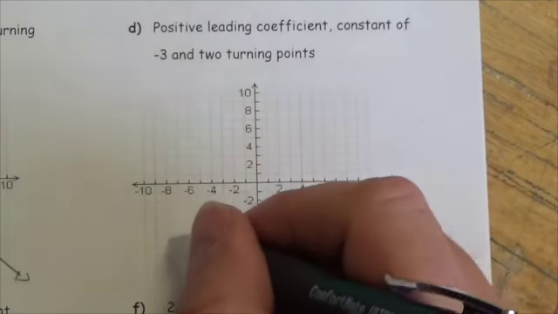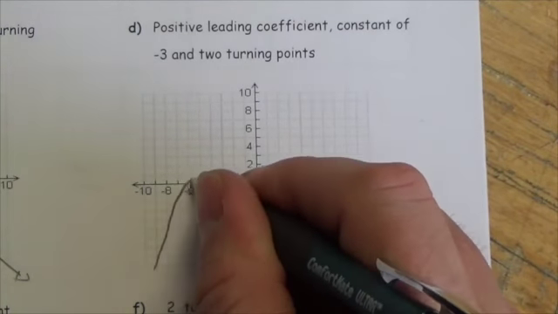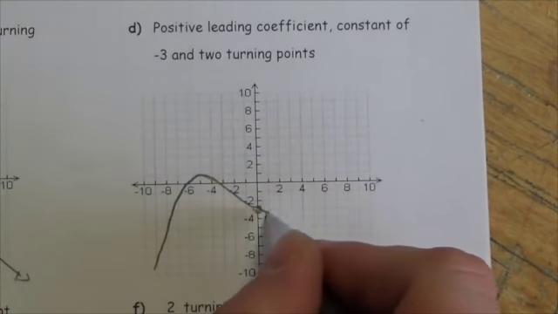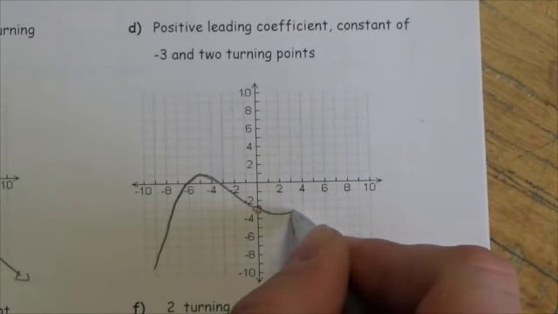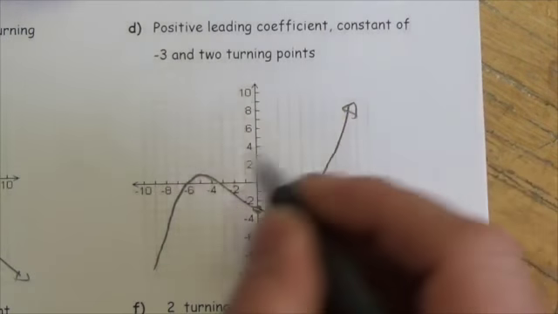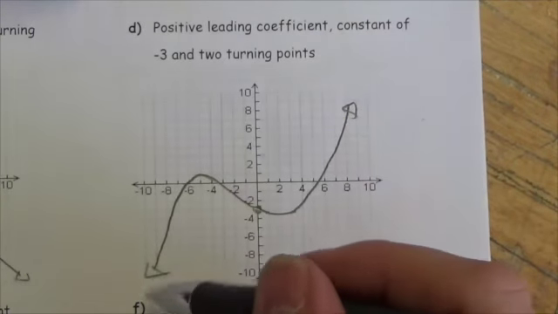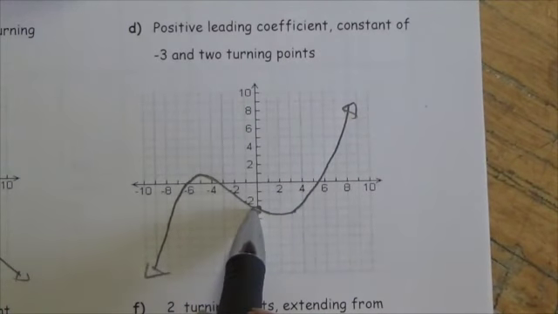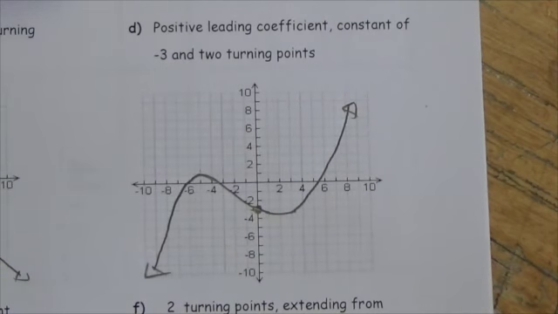So let's do that here. Let's come up, comes around, let's say it drops back. We're going to drop down through that x-intercept, change directions again, and go back up. So there we go. Positive leading coefficient because I'm moving up. It goes through the y-intercept, which is the constant of -3, and has 2 turning points. That's what they're describing.